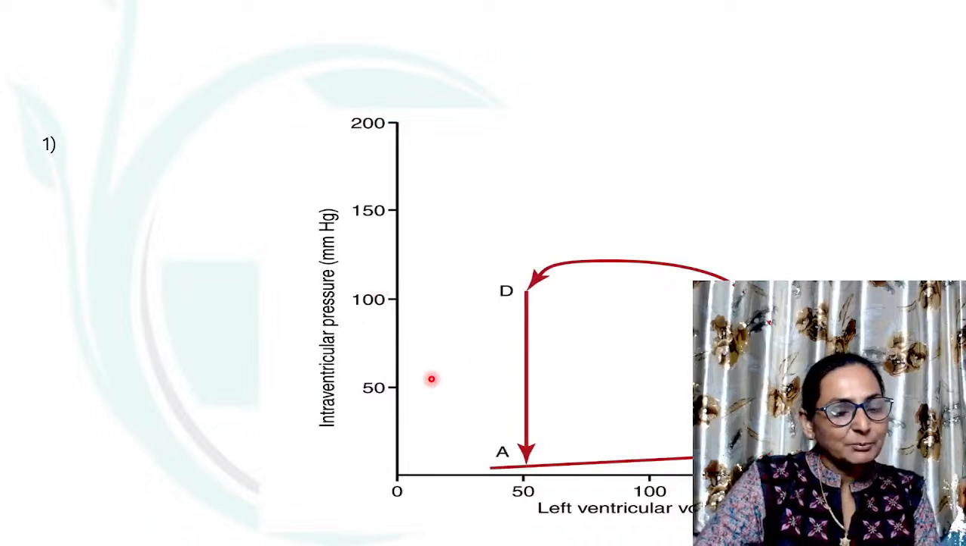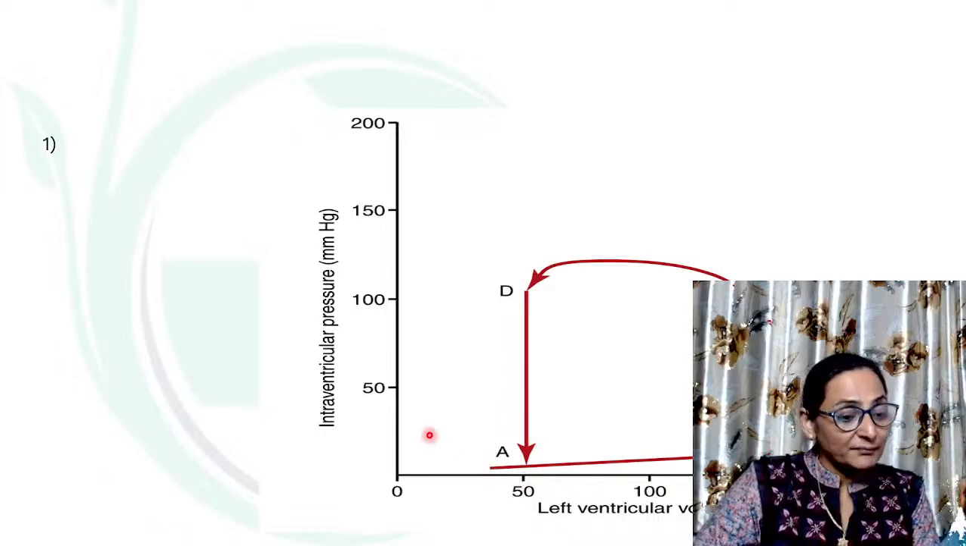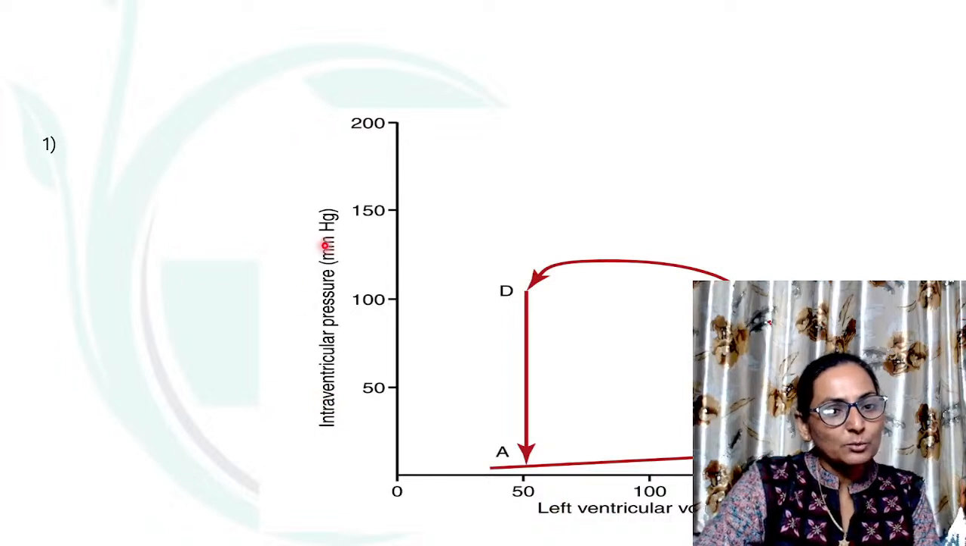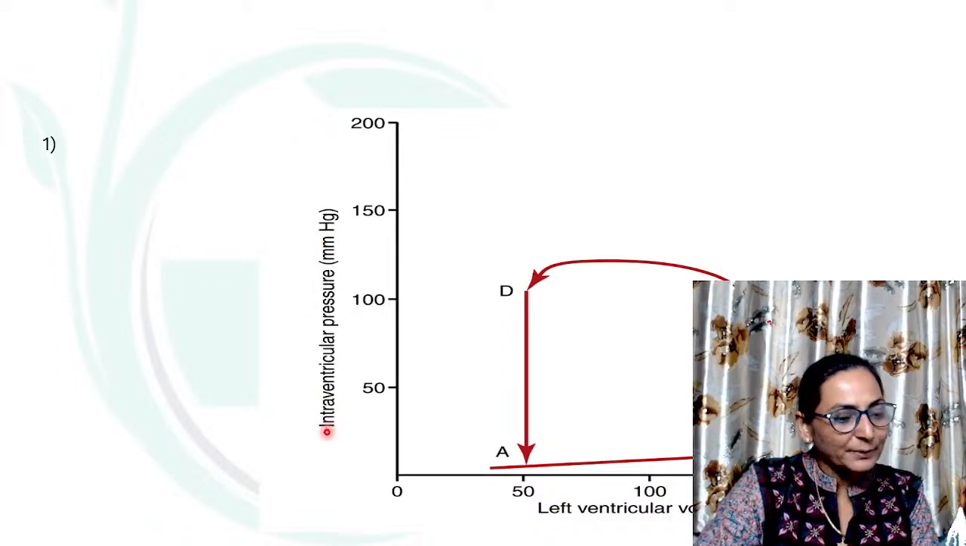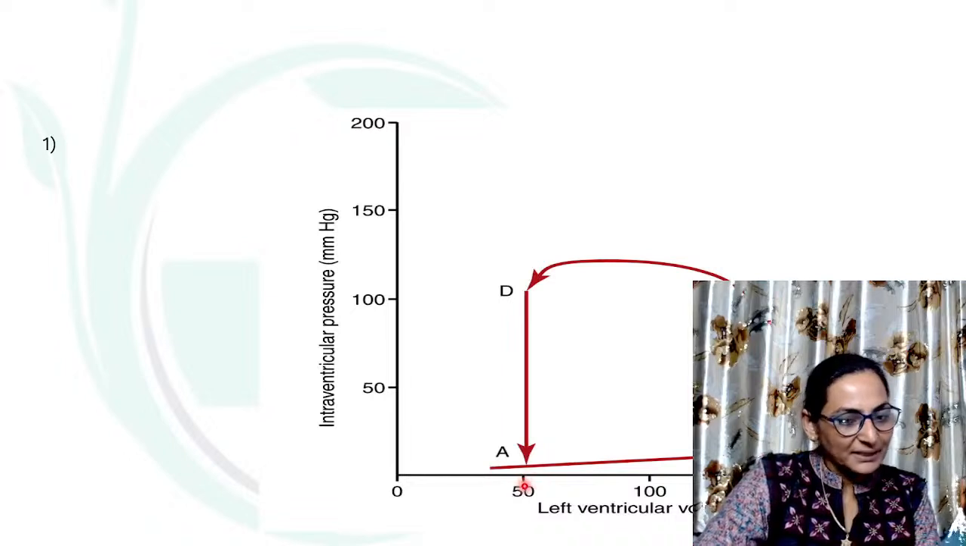The same type of question is asked in the form of a graph, and also in the form of this volume pressure curve, where on the x-axis there is left ventricular volume, on the y-axis there is intraventricular pressure. The segment A to B reflects the filling of the ventricles, right? From A to B there is filling of the ventricles. So point A, where there is 50 ml, reflects the amount of volume remaining in the ventricle at the end of systole, which was 50 ml.